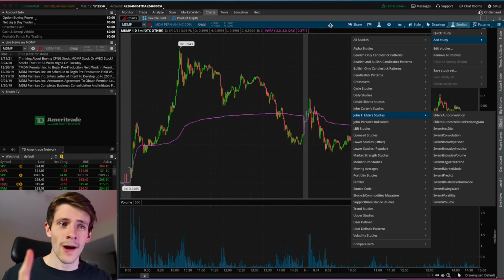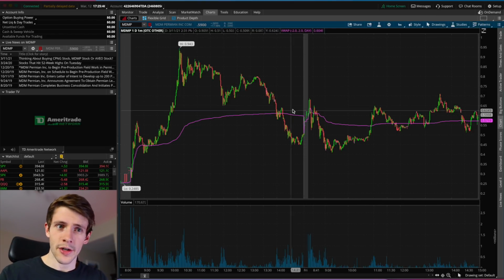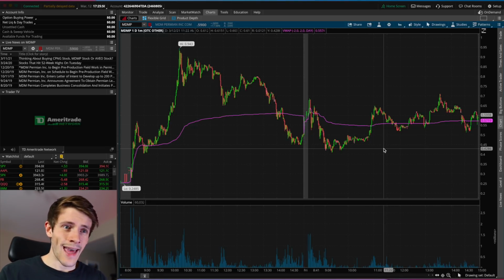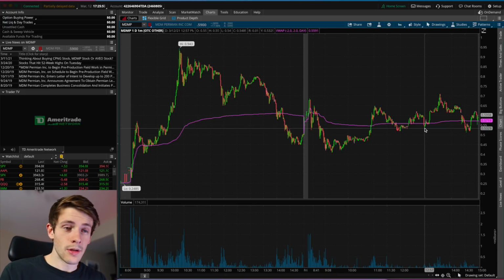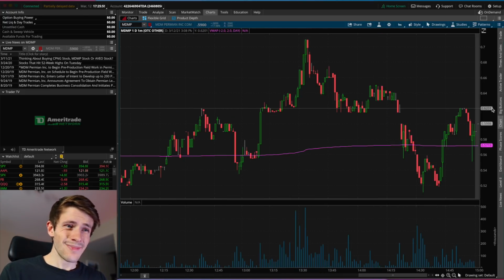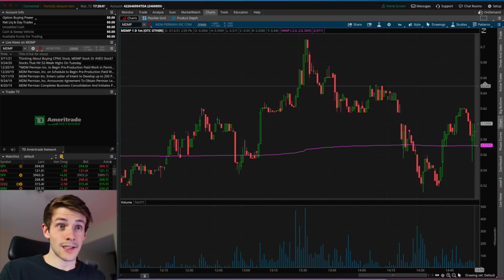So if you guys want to pick one indicator that you can put on your chart, put this one on there. I think it's really helpful because again, a lot of times stocks will bounce directly off of VWAP, and it's a great entry point. I just love it.